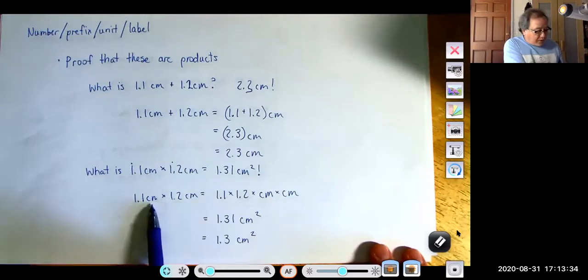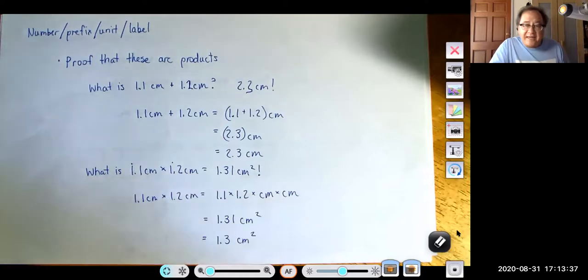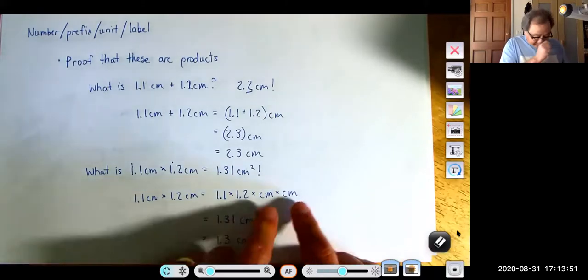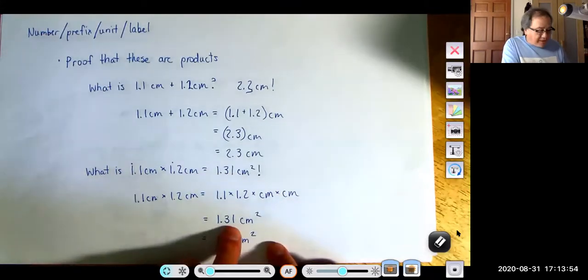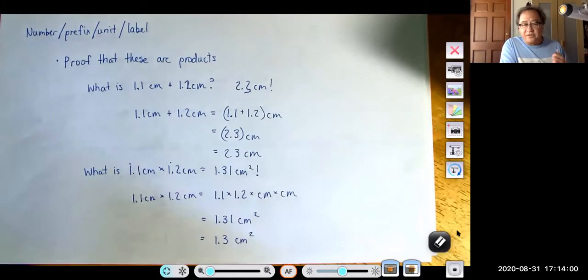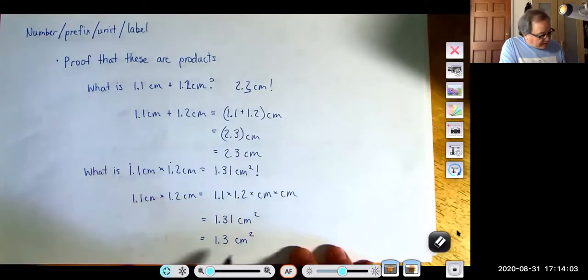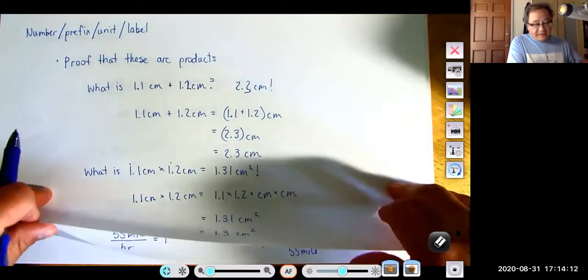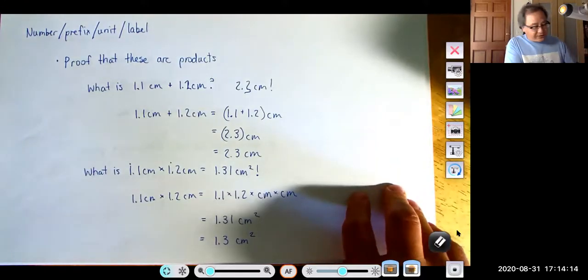What I do is I rearrange these, because in math, A times B is the same as B times A. That is to say, 1 times 2 is the same as 2 times 1. So it doesn't matter in which order I do the multiplication. So I'm combining the numbers and I'm combining the units, and then I'm simplifying it. And then finally I round. I round to 2 significant figures because the 1.1 and the 1.2 both have 2 sig figs. So here, a number, prefix, unit, label are multiplied. And that means that units cancel. If you have a unit of centimeter in the top and 1 on the bottom, they cancel.